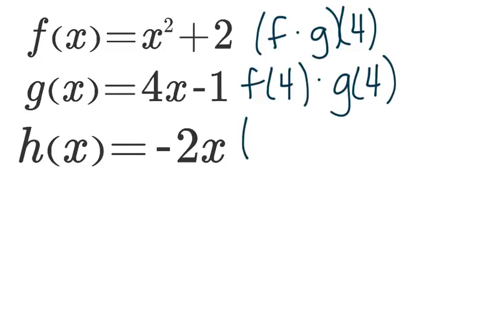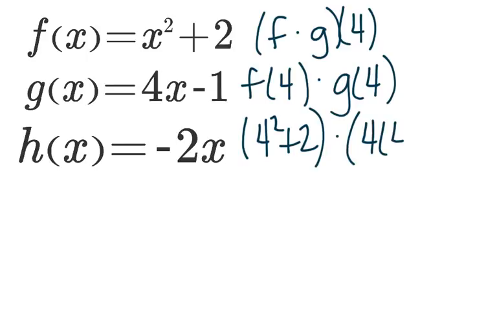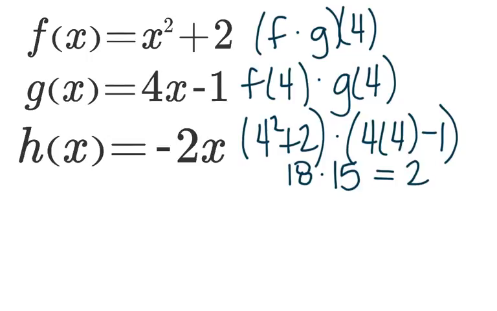So in this case, again, I'm going to try to keep everything in parentheses. I'm going to square 4 and add 2 because that's f's rule. And that is going to get multiplied by 4 times 4 minus 1. So you could probably throw this all in your calculator right from here, but you should get 18 times 15, which gives us 270.